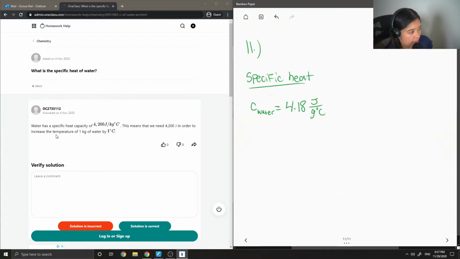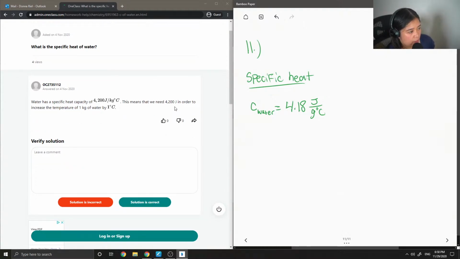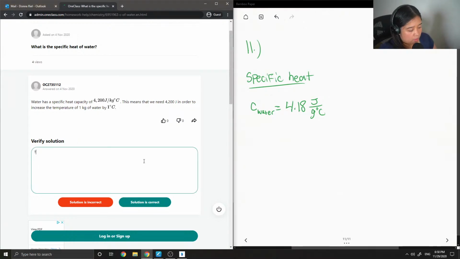Water has a specific heat capacity of 4,200 joules over kilojoules times degrees Celsius. So it's the same value, but instead of grams, it would be 4,200 if it was kilograms. So this means that we need 4,200 joules in order to increase the temperature of 1 kilogram of water by 1 degree Celsius. So the solution is correct.